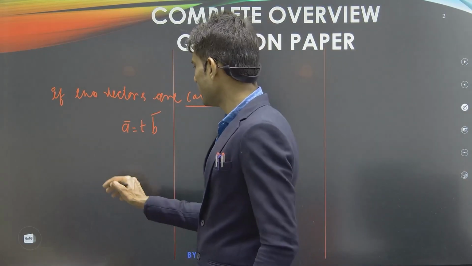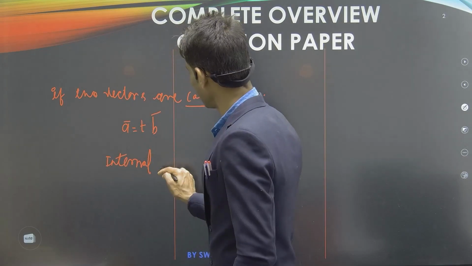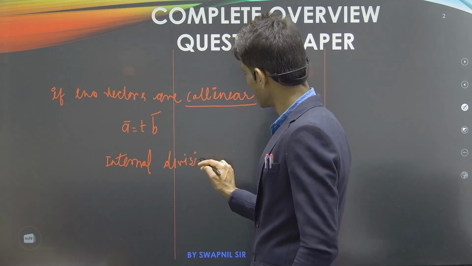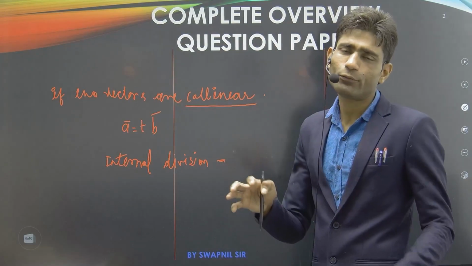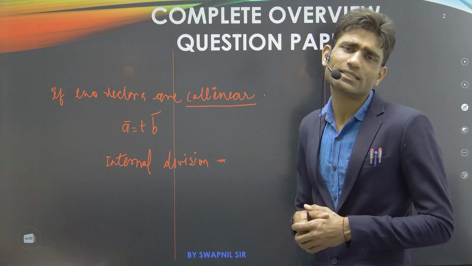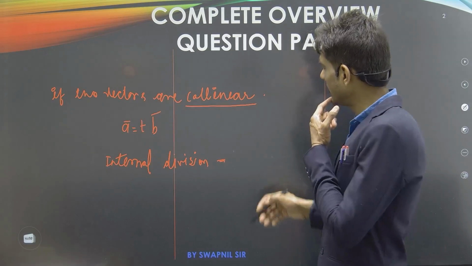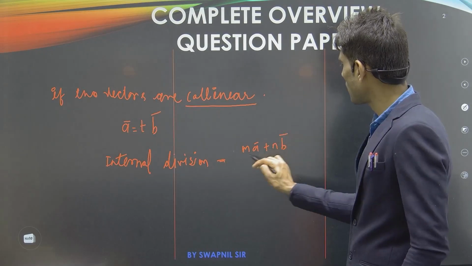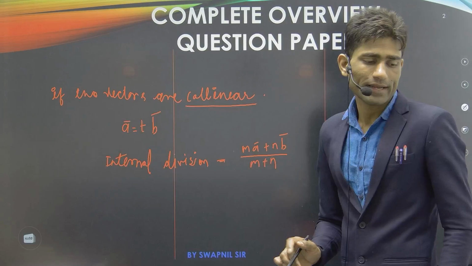For internal division, if we have a ratio m is to n and position vectors A bar and B bar, then we write the formula for internal division as m A bar plus n B bar upon m plus n. This is the section formula for internal division.